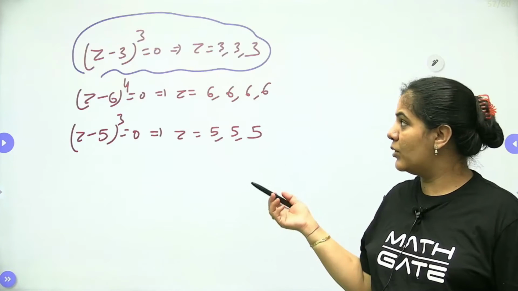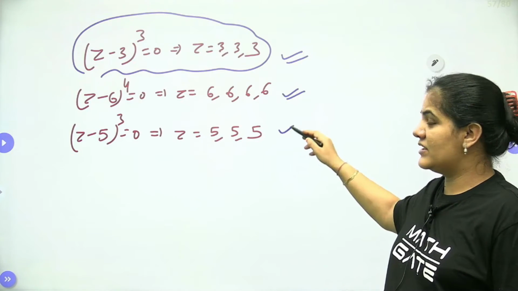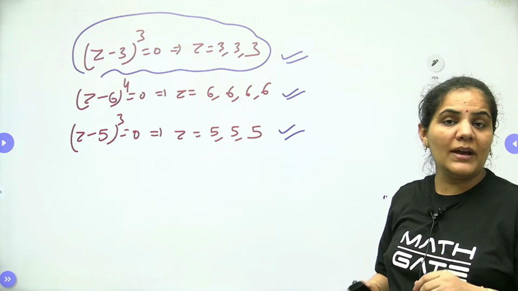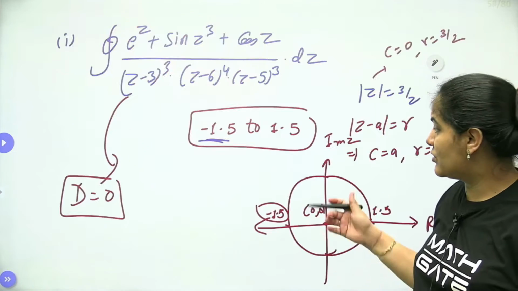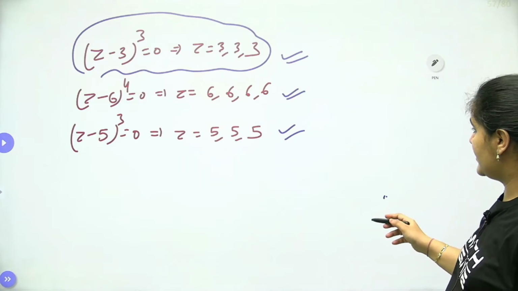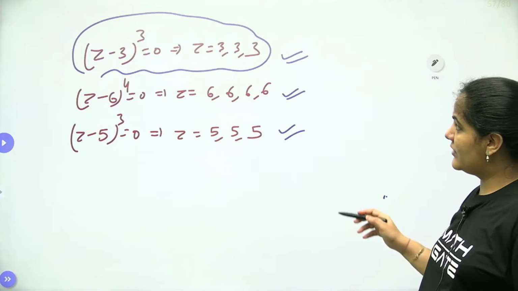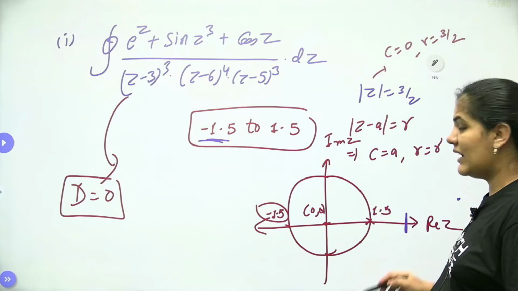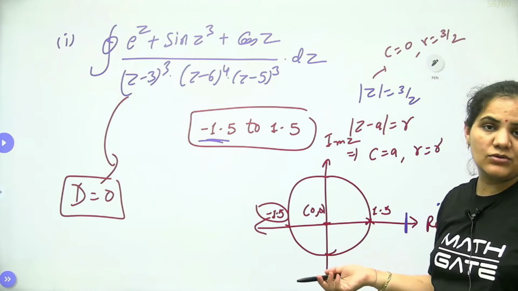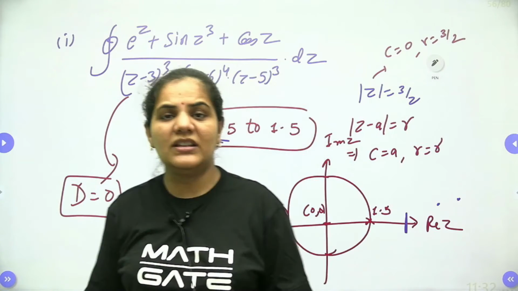So each and every pole which we get, whether this is a third order pole or a fourth order pole, the result will be 0. Why? Because each and every pole is outside the closed curve. We know very well that when we draw z is equals to 3, it will be outside the closed curve. Z is equals to 6 will be outside the closed curve. Z is equals to 5 will be outside the closed curve. So each and every pole is lying outside the closed curve.